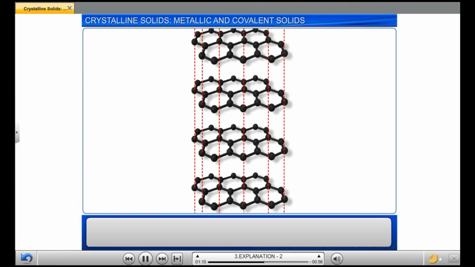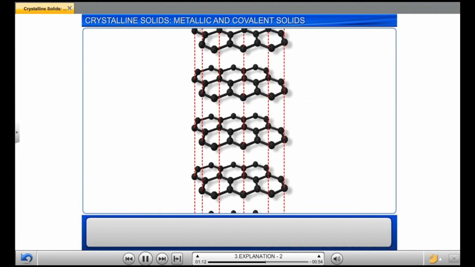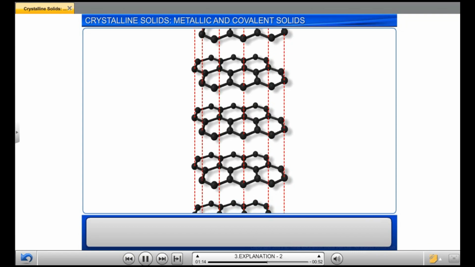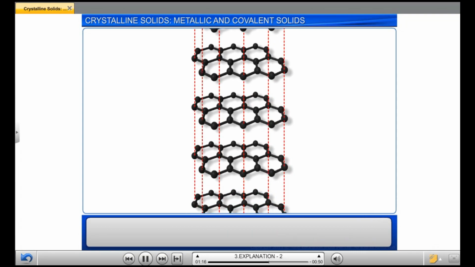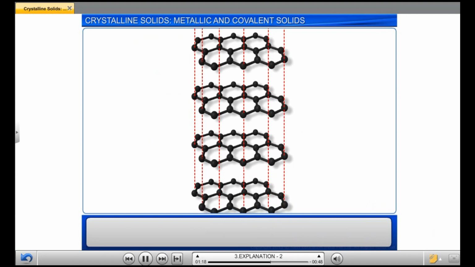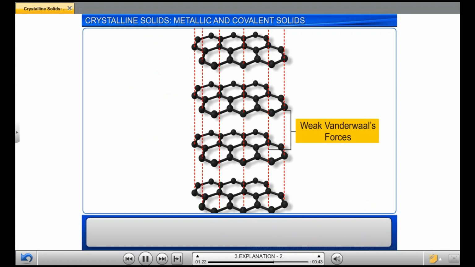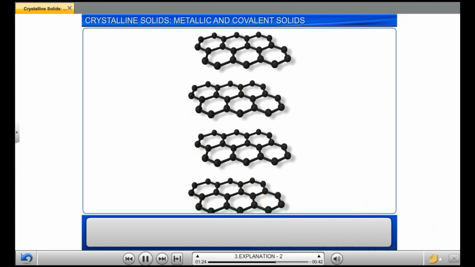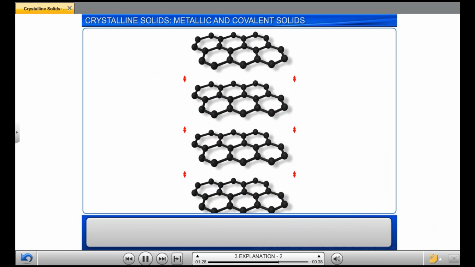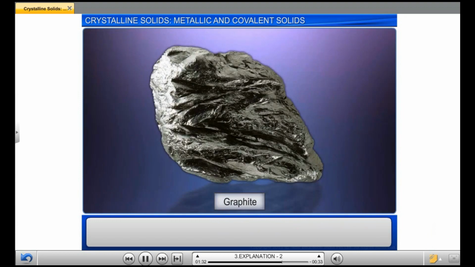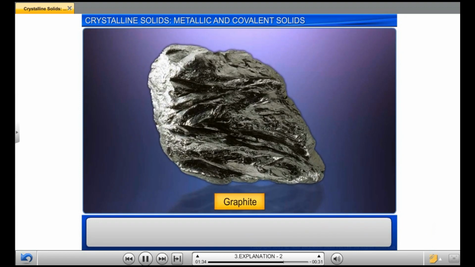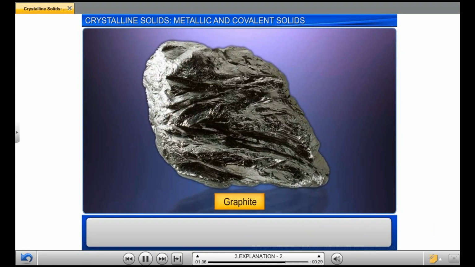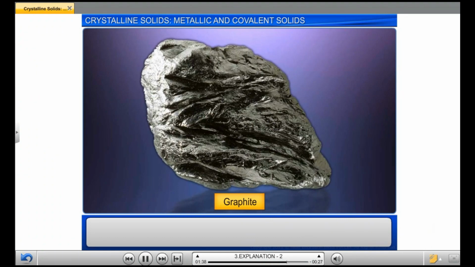In its layered structure, the layers of hexagonal rings are arranged parallel to each other, as shown here. These layers are held together by weak van der Waals forces of attraction. The layers can slide over one another when impurities are present between them. On account of this, graphite is soft and can be used as a solid lubricant.